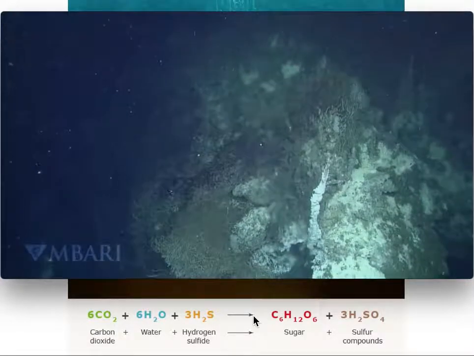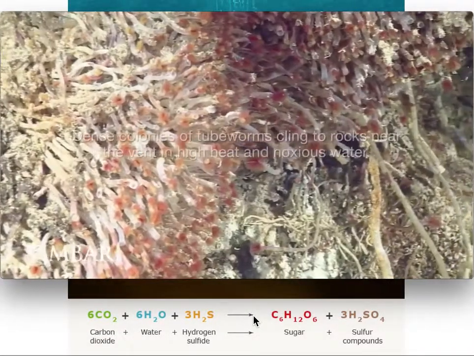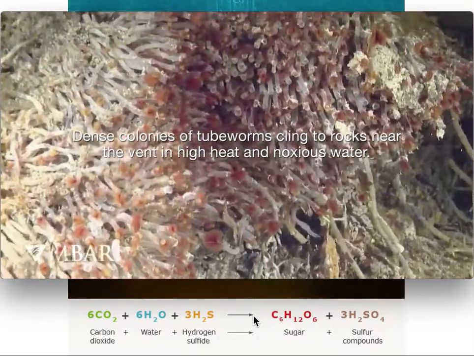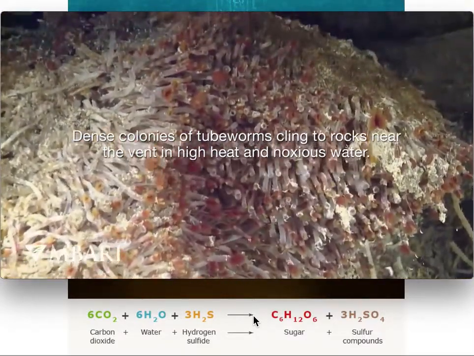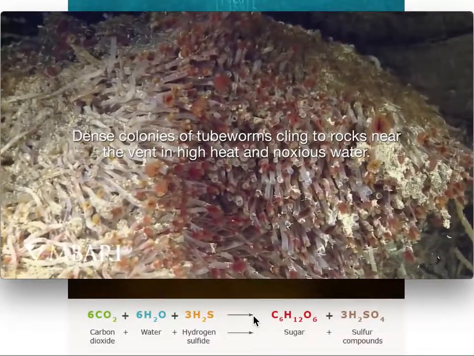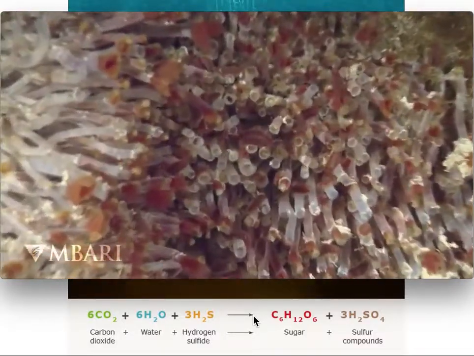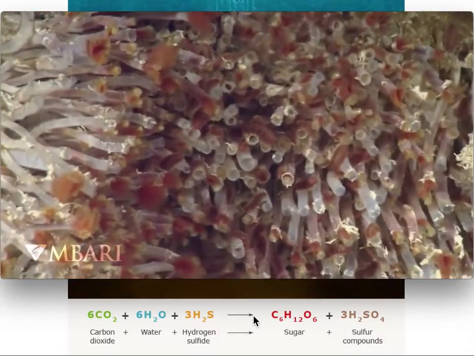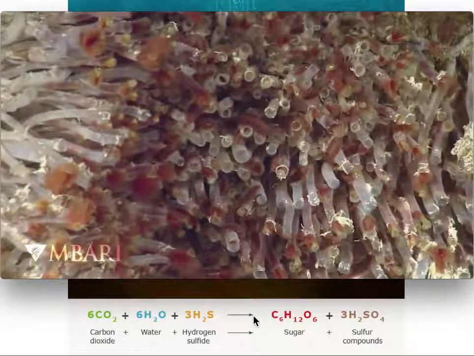This is what life without photosynthesis looks like. And these tube worms are really, really interesting because they too have this symbiotic relationship with bacteria that are performing chemosynthesis. They're getting energy, bypassing the sun entirely and getting energy from chemicals.